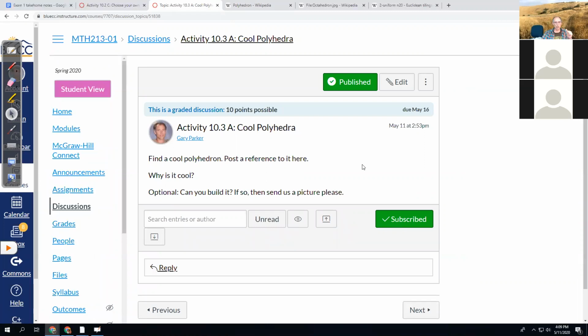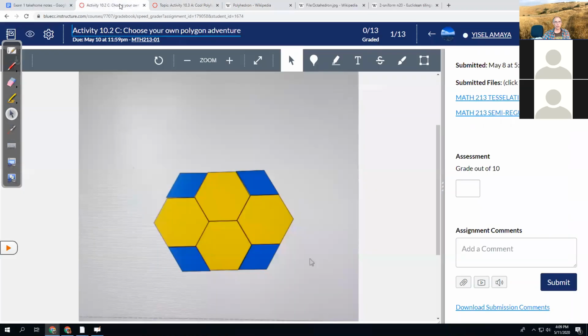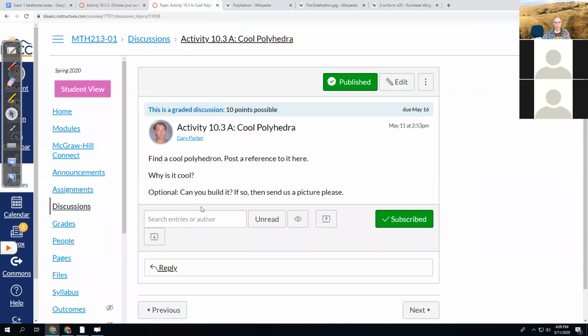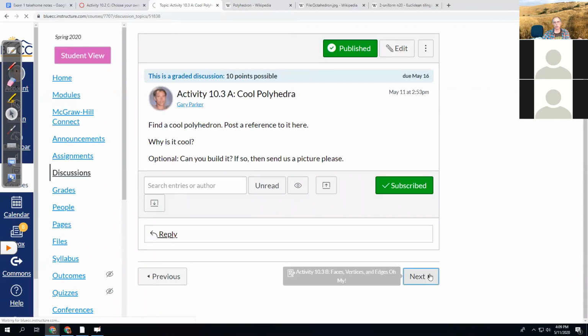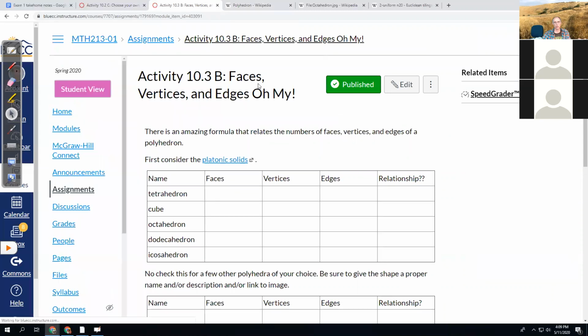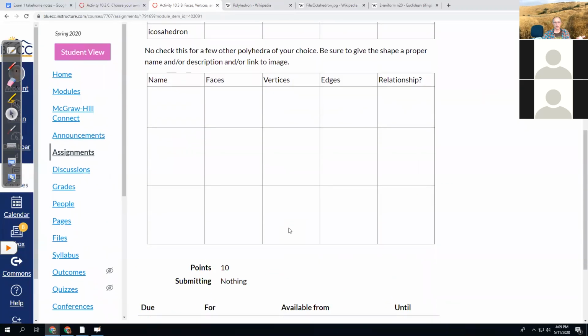All right, so only two short assignments in Khan Academy, and then this assignment here, where you just find some cool polyhedron and tell us about it, preferably show a picture, and then we'll finish up this Euler faces, vertices, and edges problem next class.